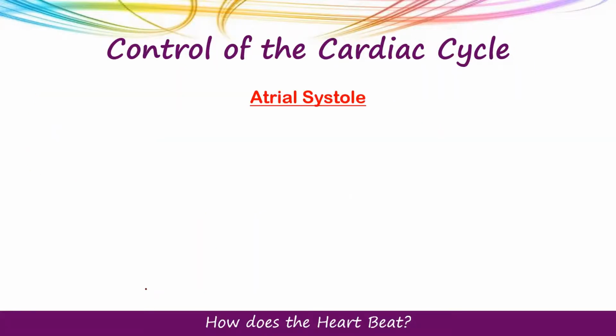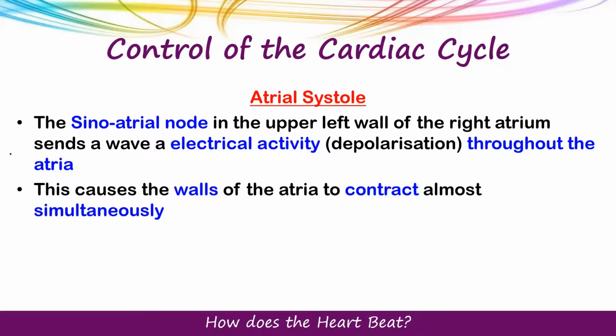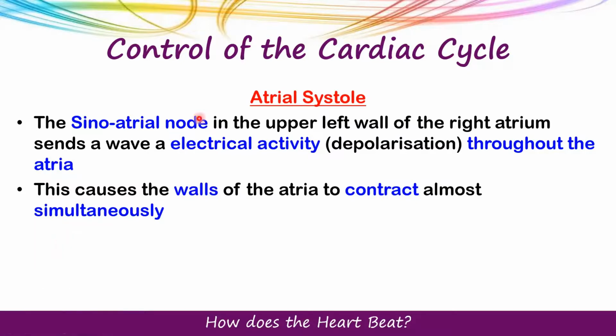Okay, then how is this cardiac cycle controlled? We have talked about the nodes, but what would happen at atrial systole? This sinoatrial node, remember we are talking about the atrial contraction right now, is found at the right atrium. The sinoatrial node in the upper wall of the right atrium sends an electrical wave, and as it sends a wave, depolarization takes place. Depolarization means the positive charges will start to go out of the membrane.